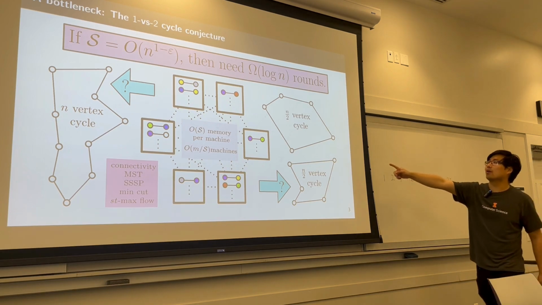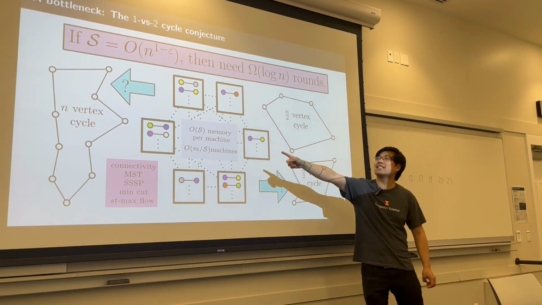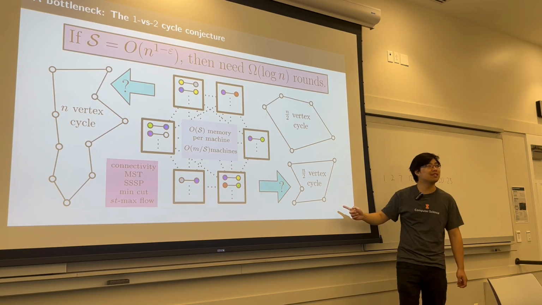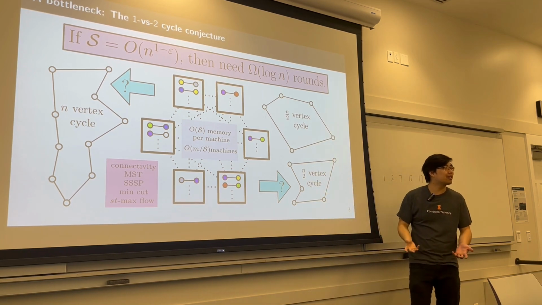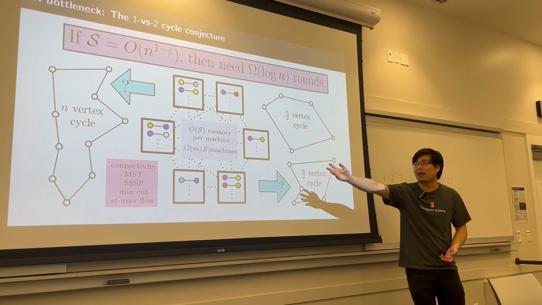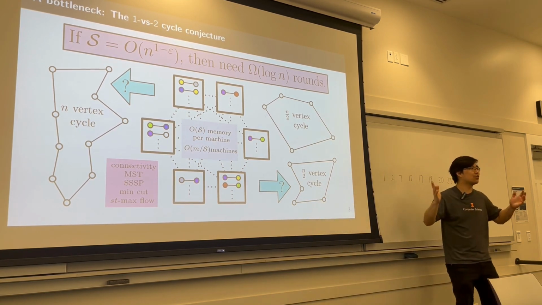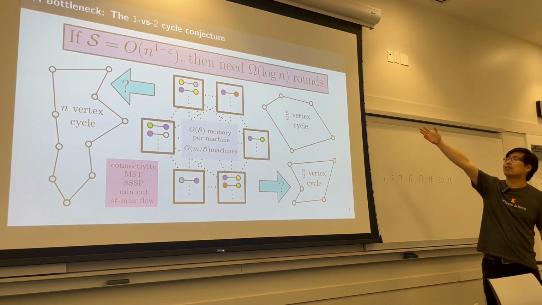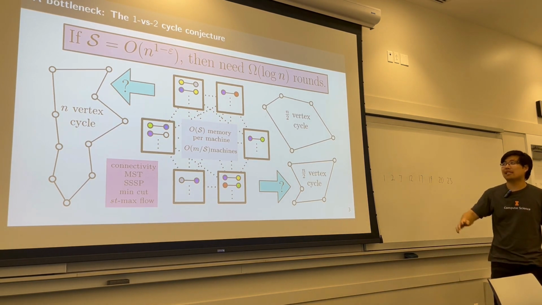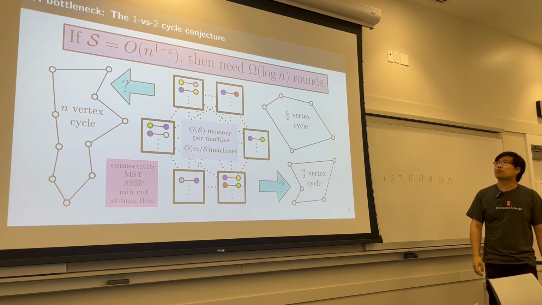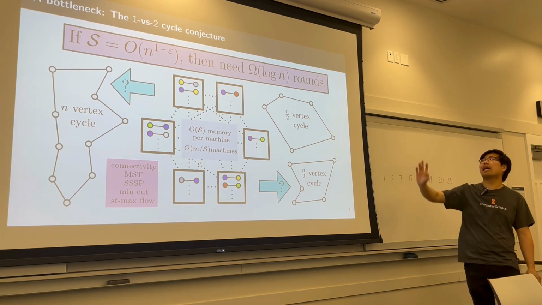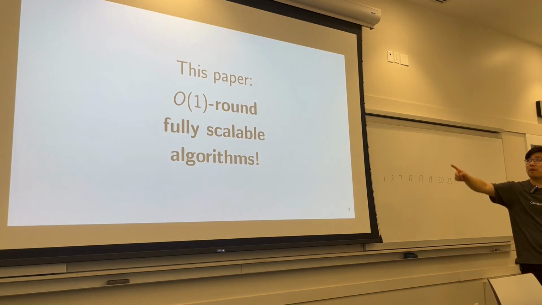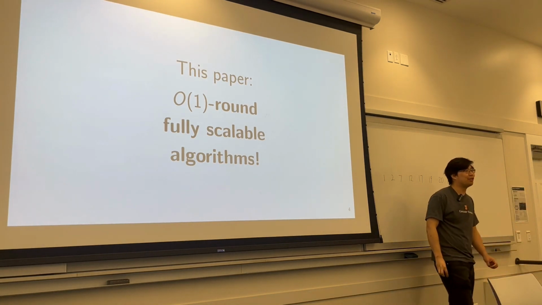And so this is just for, say, connectivity, right? If you can't distinguish between a cycle with n vertices and 2 cycles with n over 2 vertices, you can't output how many connected components there are. And so all the other problems of MSTs, shortest paths, cuts, that's just strictly harder. So naturally, you can't do this. This conjecture says that, in this regime of sublinear memory, we can't really do things in less than log n rounds. But our paper will be about constant round, fully scalable algorithms.